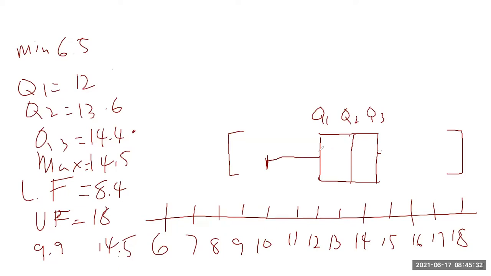So that is our whiskers. This is what we call whiskers. From Q1 to that value is a whisker. Then from Q3 to that value is a whisker. Our very last step is to look for the outliers.